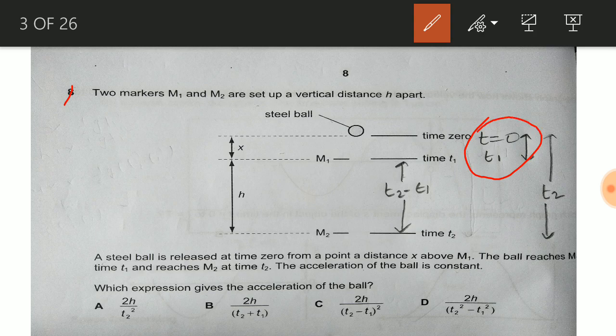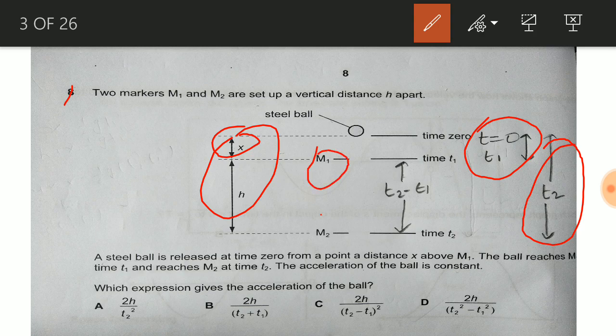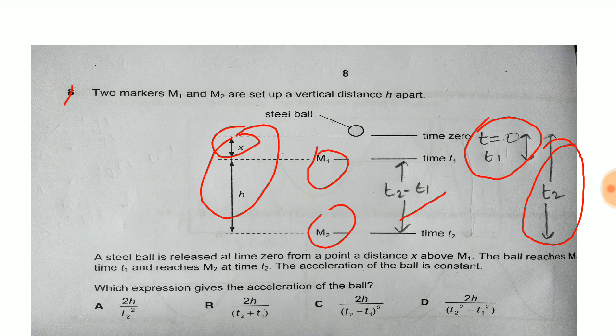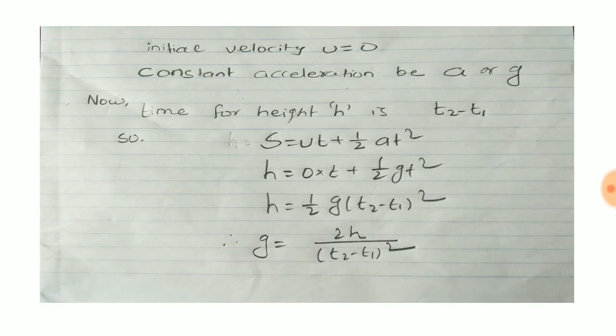From t is equal to 0 to t is equal to t1, it is traveling distance x, and from t is equal to 0 to t is equal to t2, it is traveling distance h plus x, and the time taken for the ball to reach from m1 to m2 is t2 minus t1. Now firstly, let us see the solution of this question by this method.